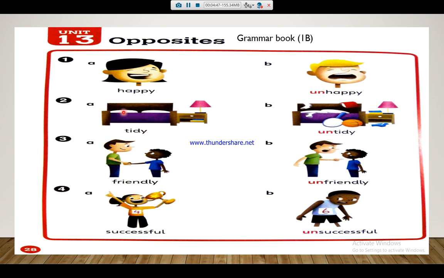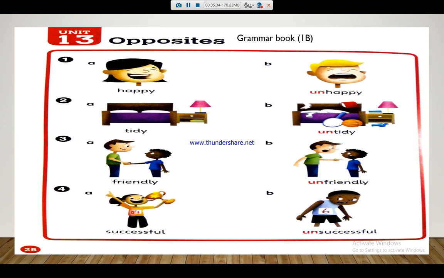Tidy. The room is so tidy. So let's look at the opposite of the word tidy by adding the beginning un. When you add the beginning un, which means not, it will be untidy, which means that the room is so messy. Number three, the man is so friendly. But the other man is shouting angrily. So he is not friendly. He is unfriendly.